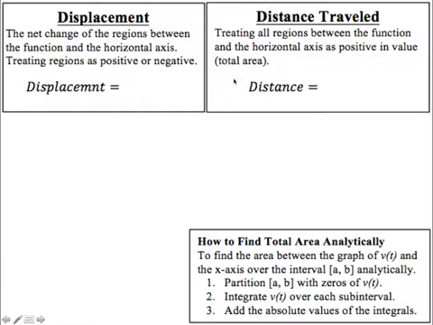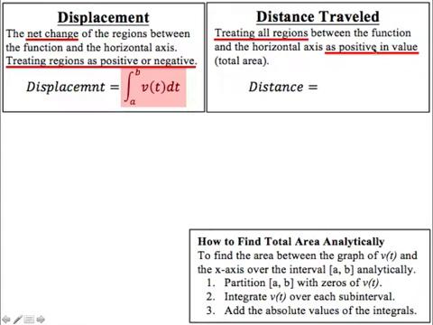So that gives us our two physical quantities that we can determine using integration. Displacement is our net change. If we were to annotate what we're reading here, net change is a pretty important piece of information to underline. And here, this last sentence: treating regions as positive or negative. Our displacement is the physical value of the integral, whereas the distance traveled is treating all regions as positive in value. We can accomplish that algebraically by integrating an absolute value function, in other words, making all regions positive.